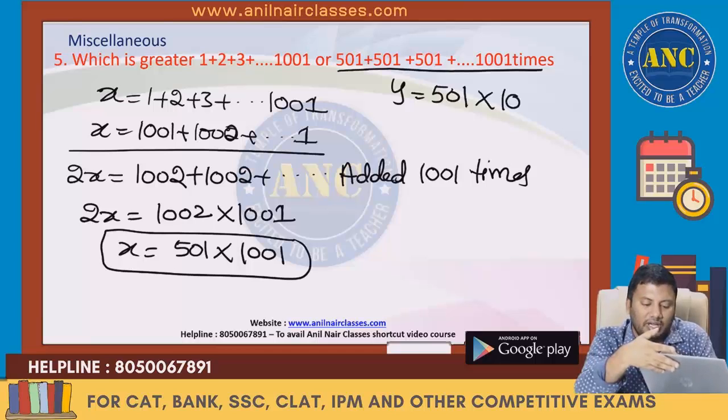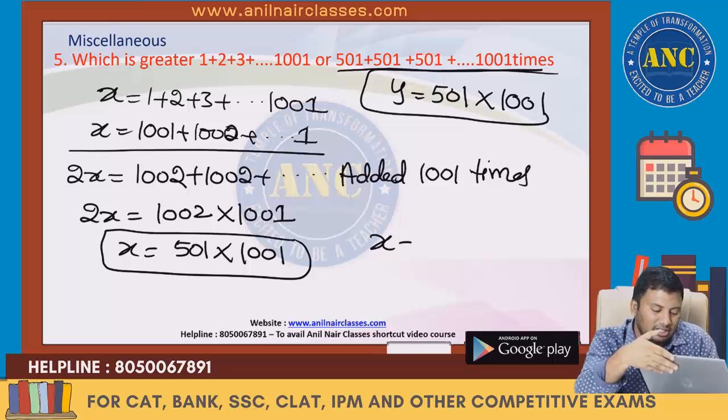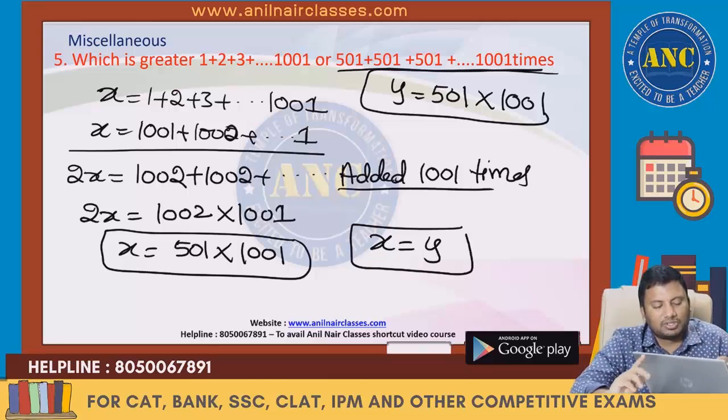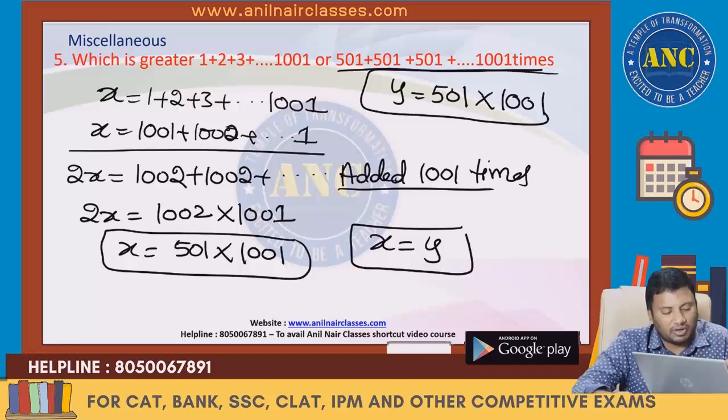It is 501 into 1001 times. So the answer is x is equivalent to y. 1 plus 2 plus 3 till 1001, 1001, 1000 and so on up to 1. 2x is 1002, 1002, 1002 added 1001 times. It will become 2x equal to 1002 into 1001.